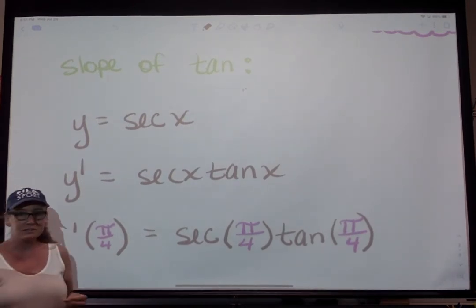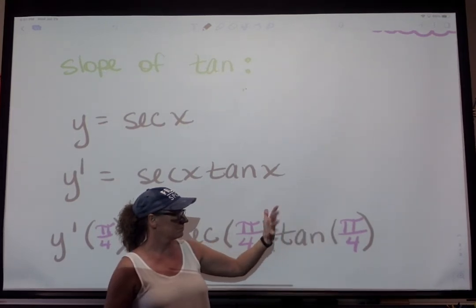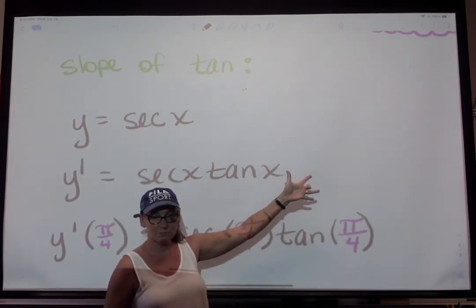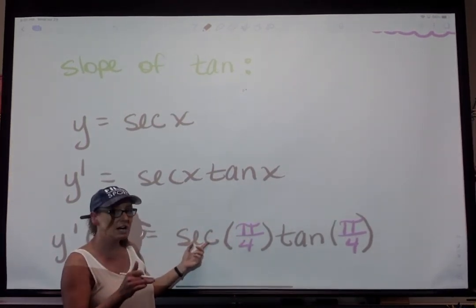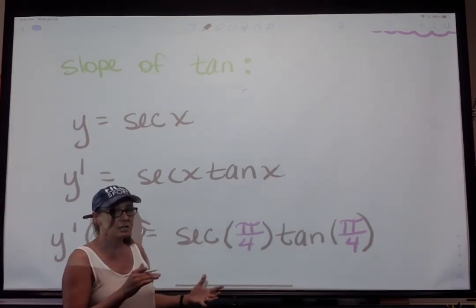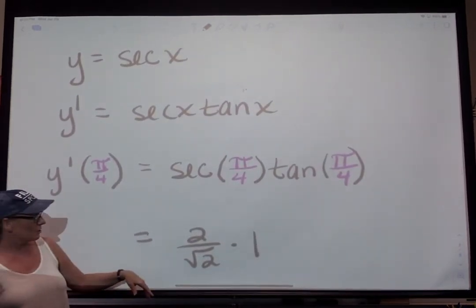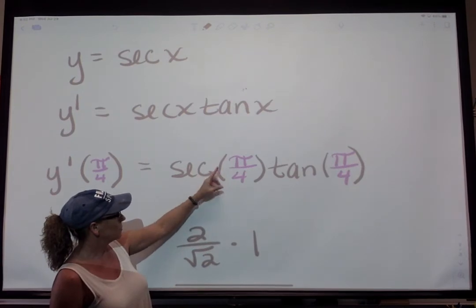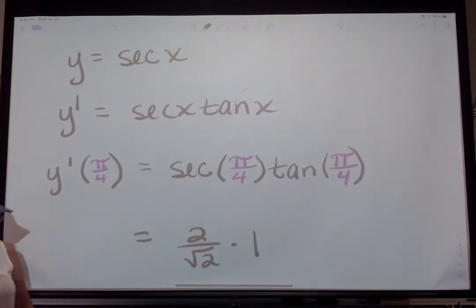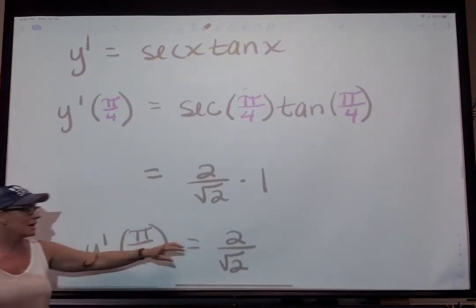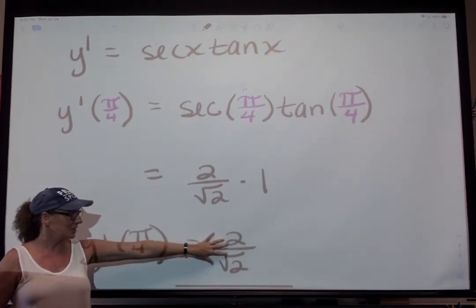And then you're going to use those trig skills to figure out tangent of pi over 4 and secant of pi over 4. Well, I wouldn't like doing secant, so I would do cosine and then turn it upside down. So, let's see, cosine of pi over 4 is going to be radical 2 over 2, turn that upside down. Tangent is going to be 1. And so, this is my slope here. This is the slope of my tangent line here.